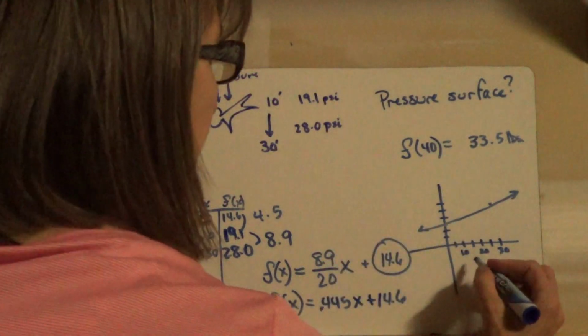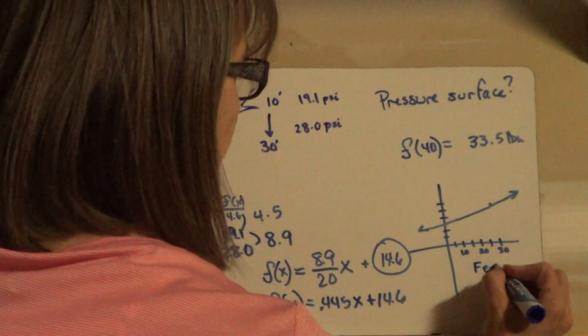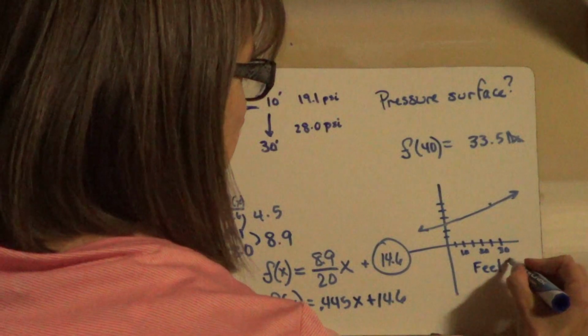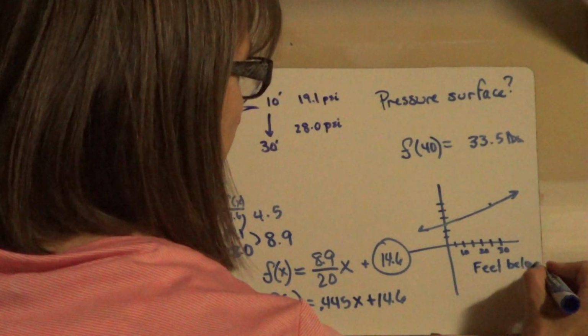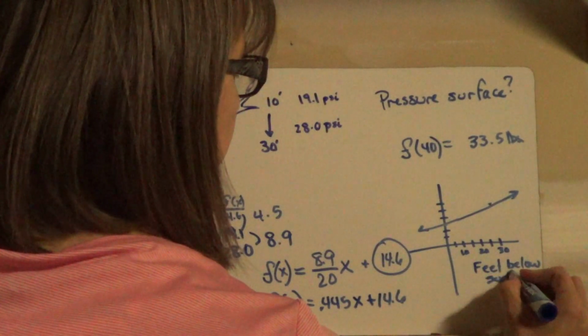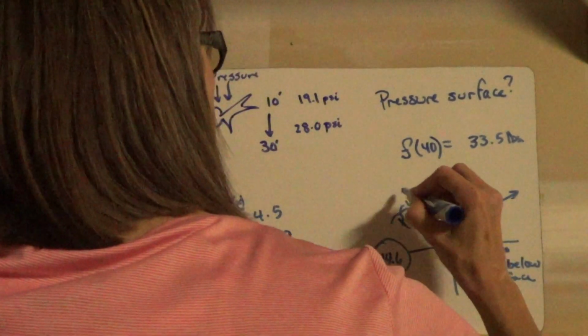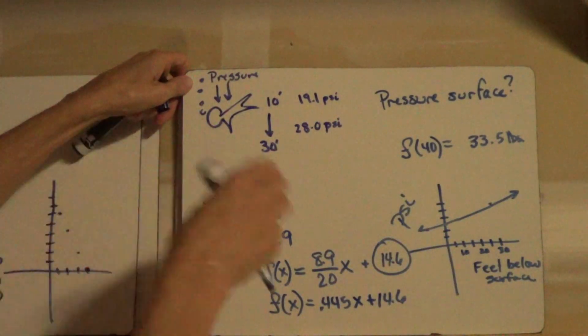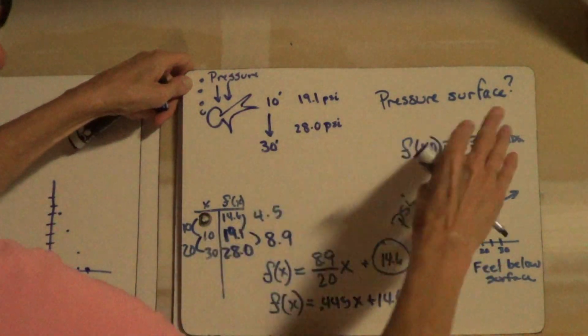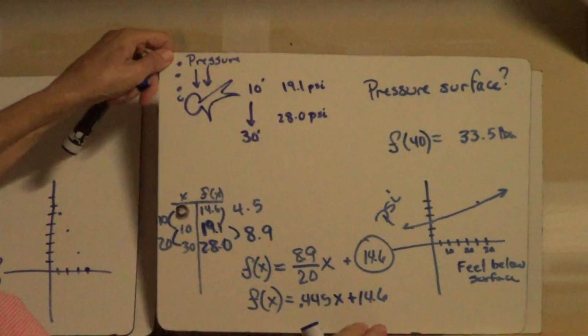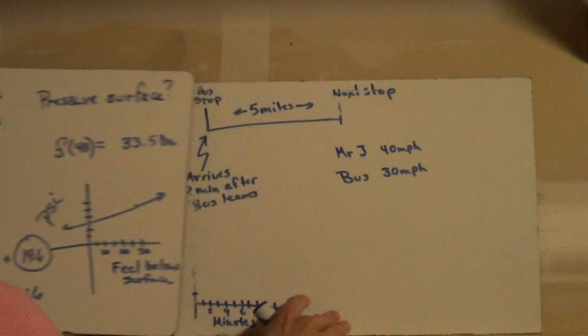Always remember to label your axis. So feet below surface and pounds per square inch. Okay? So that's why it's important to label these so that you don't have to stumble around trying to figure out what they actually mean.